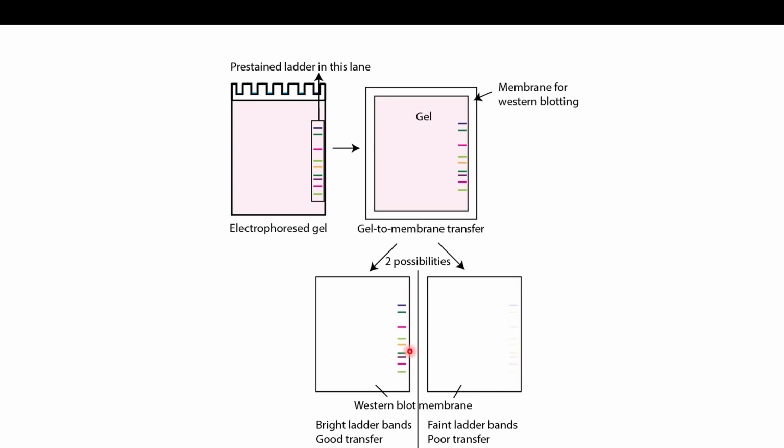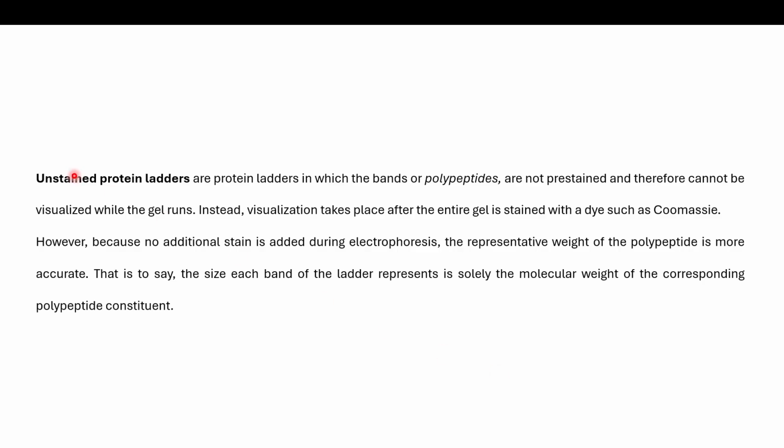Suppose it is very distinctly colored on the Western blot membrane, then you know that the transfer has taken place nicely. This is a good transfer. And if the bands aren't really visible properly, then it's a poor transfer.